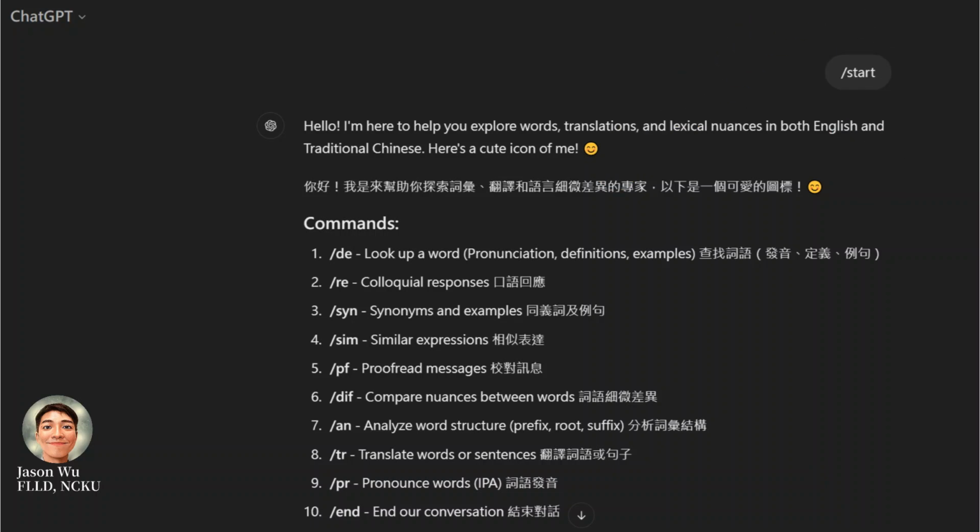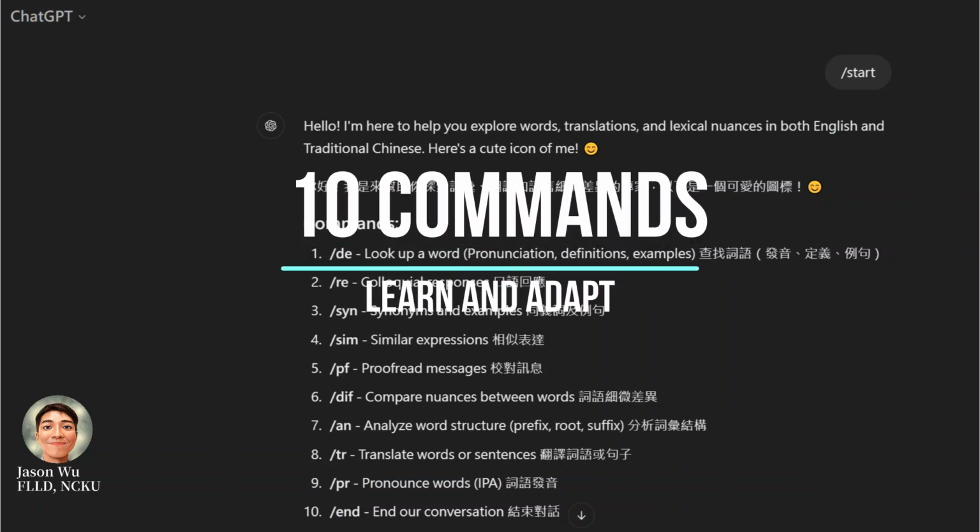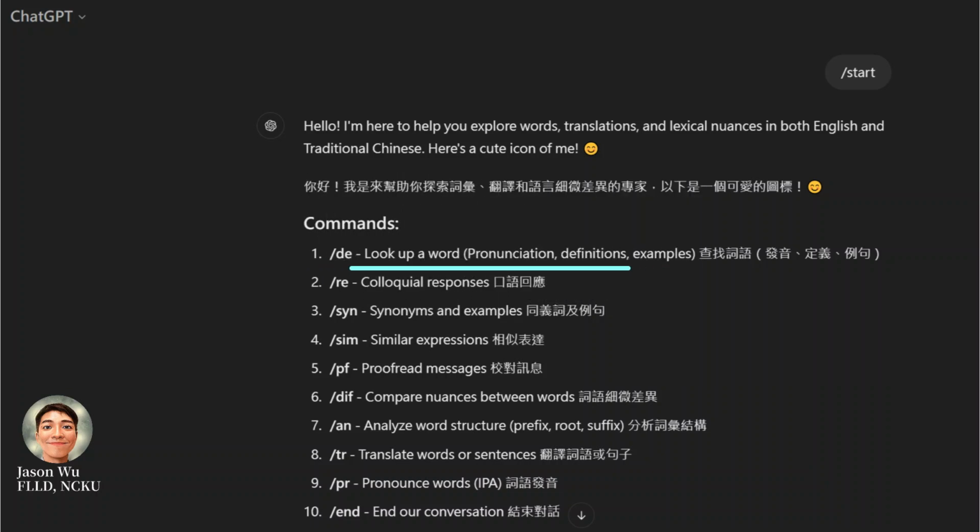Finally, let's take a look at the 10 commands that I set for you to interact with ChatGPT. The first command is /DE. DE stands for define. So I want ChatGPT to look up a word for me, including pronunciation, definition, examples, and collocations. Number two, RE. RE means reply or respond. So ask ChatGPT to provide colloquial responses to a question or a statement. Number three, synonym. Synonyms are important. Sometimes we don't want to use the word again and again. So give me synonyms with examples.